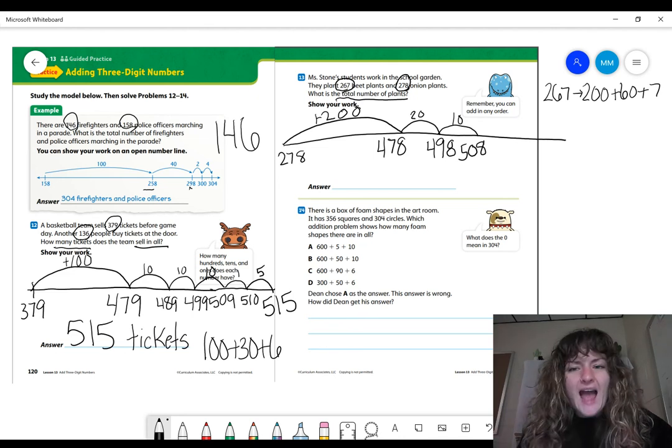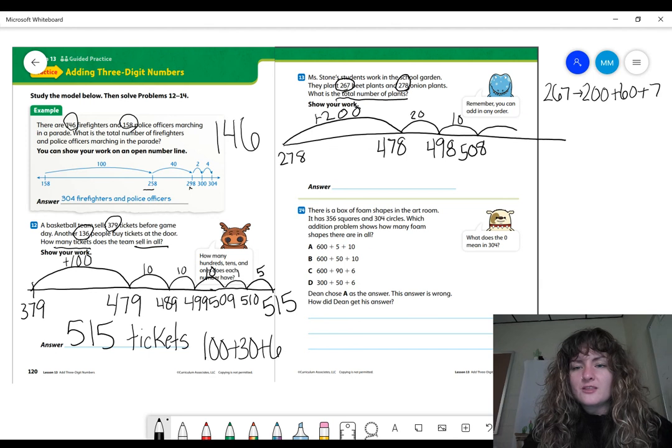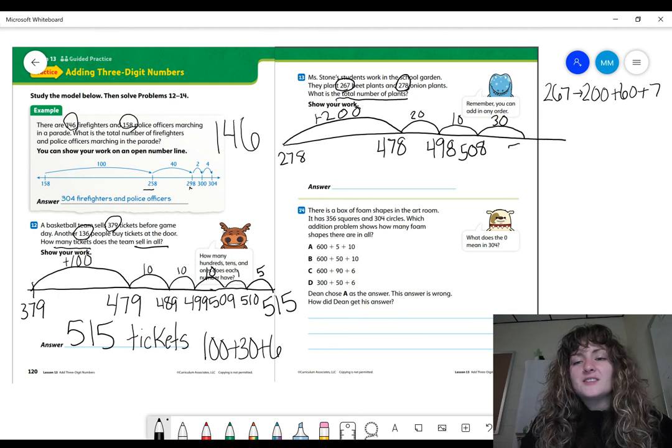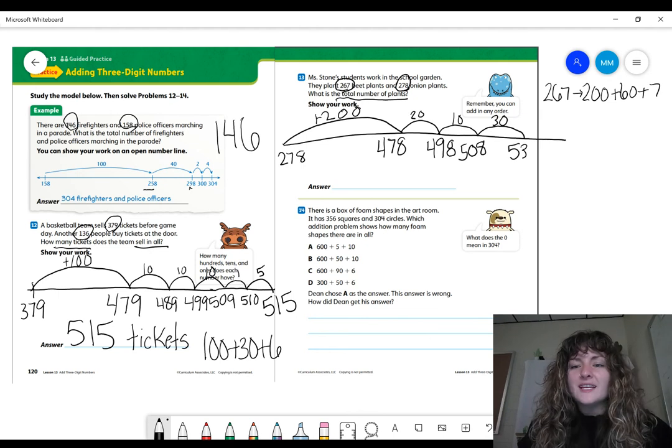I'm going to add those 3 more tens, so 30. I'm going to add 30 now. So the only place that is changing is our tens place. So my hundreds stay the same. I'm in the 500s now. I have 3 tens and 8 ones.